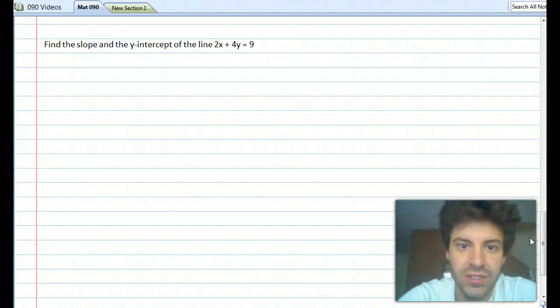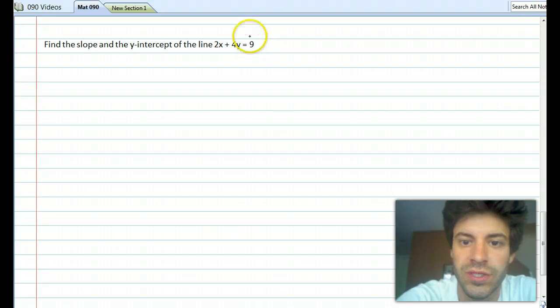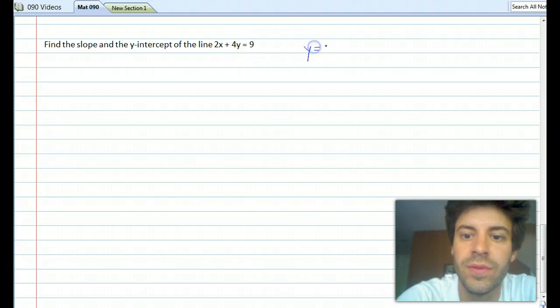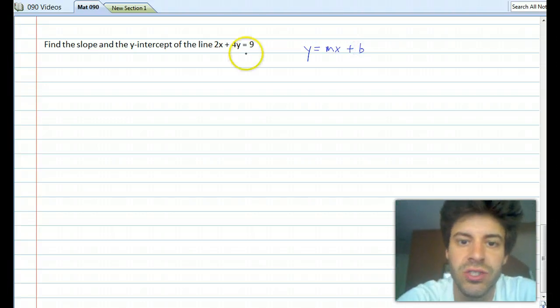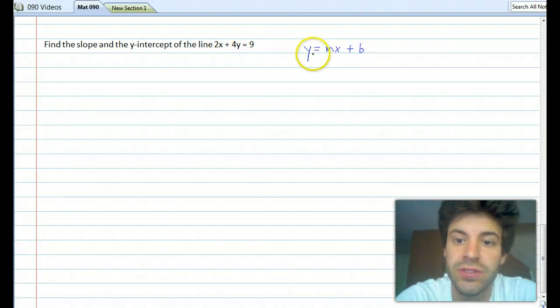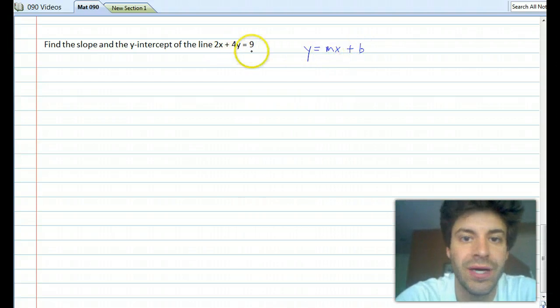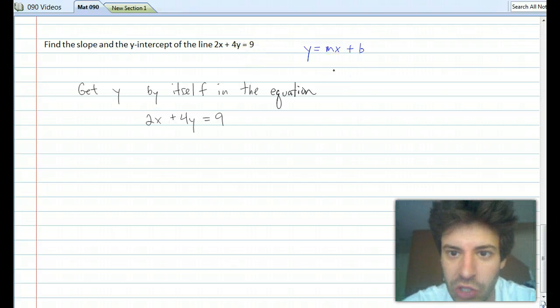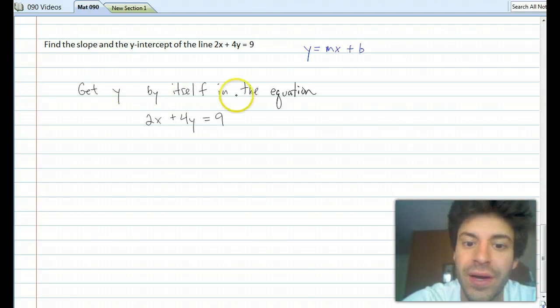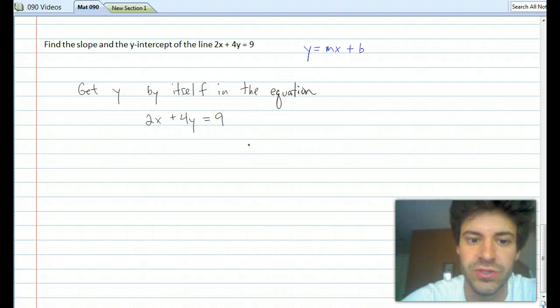Well, in this case, this is not in slope-intercept form because slope-intercept form always has y by itself. So what we need to do is put this equation into slope-intercept form. And the way to do that is you just get y by itself in this equation. So to put this equation into slope-intercept form, we have to get y by itself in the equation that we're given. And we just use basic algebra to do this.